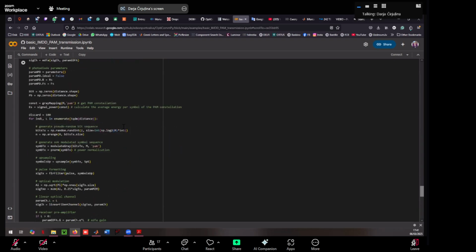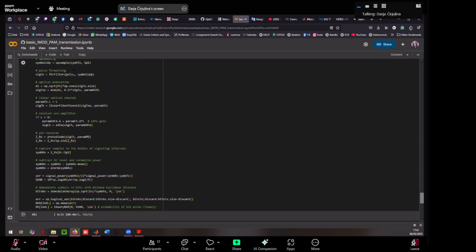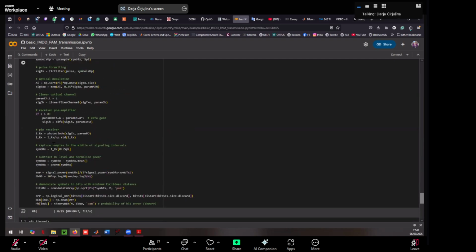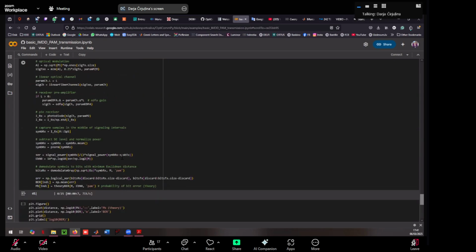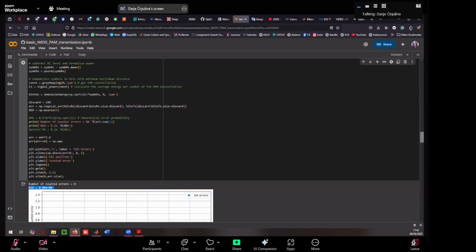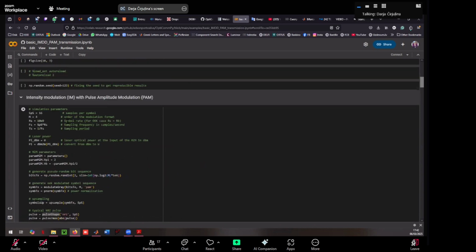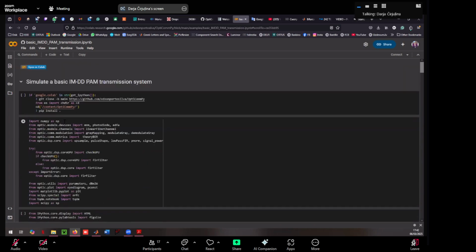If you are really interested, you can dive deeper into the code and see how this modulation is made in this Python code. So I hope this helps you with your practical work.